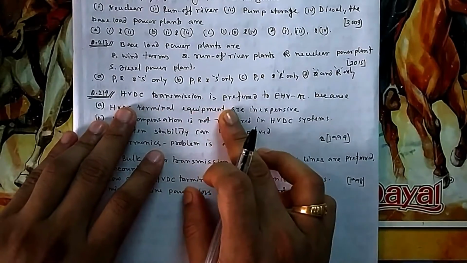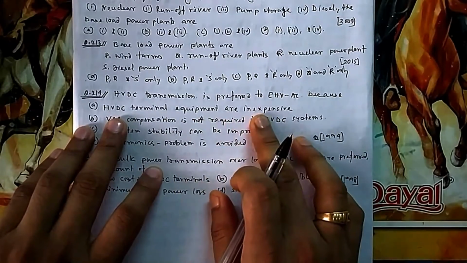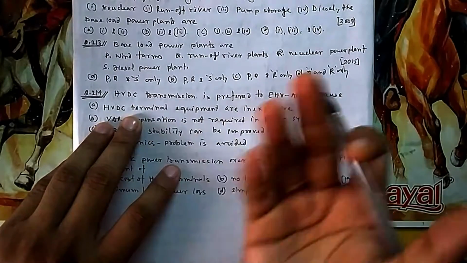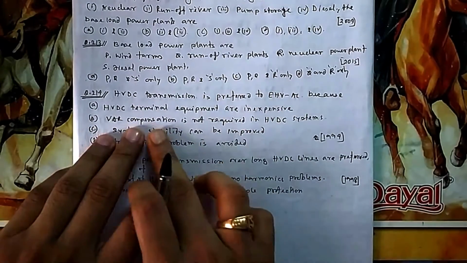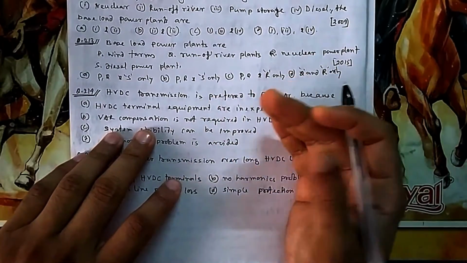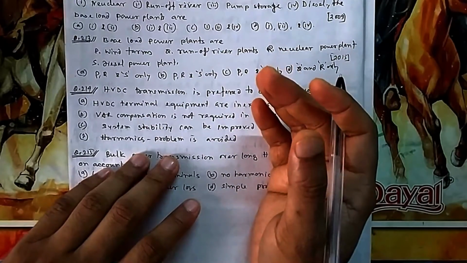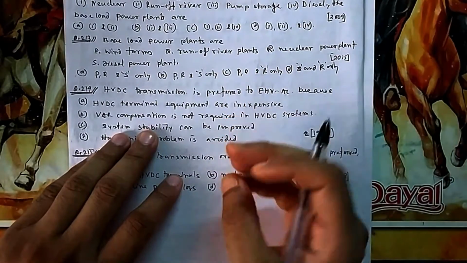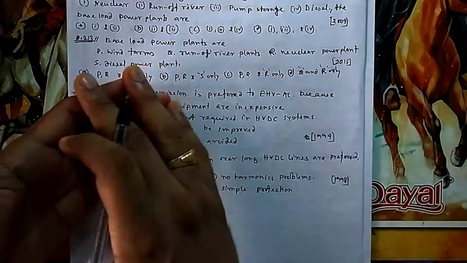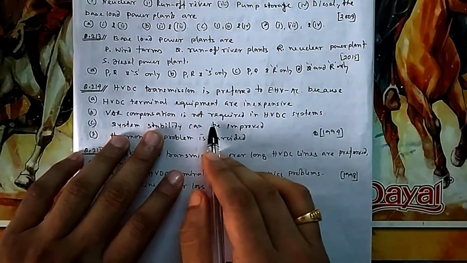214. HVDC transmission is preferred to extra high voltage AC because HVDC terminals are inexpensive. No, it is wrong. It's very expensive because you need one side rectifier, one side inverter. So these are very costly. VAR compensation is always required in HVDC because in an HVDC transmission line you don't have L, we don't have C. So the Q cannot be transferred. It is only P that is transferred. But load requires Q also. So you need to give this VAR compensation, that reactive power compensation, on both sides. So obviously it is wrong, it is required.